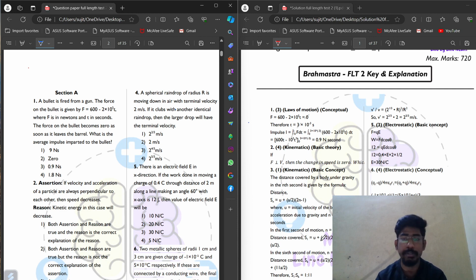Before just solving the paper, I'm going to tell you something. The full tests designed in our MemoNeet are structured in such a way that you will get the idea what kind of questions you are going to get in NEET 2024. They are structured such a way that you will get the full help.